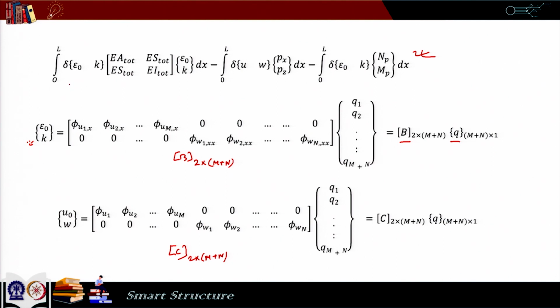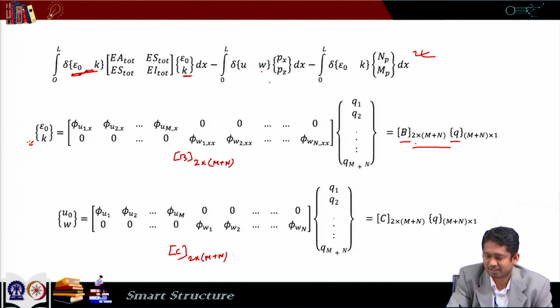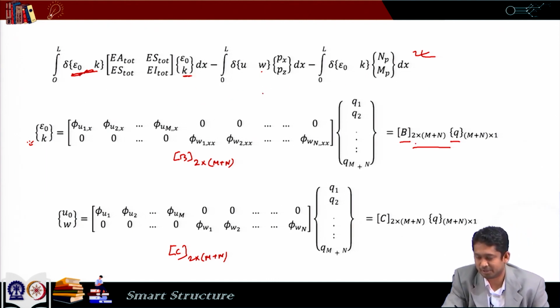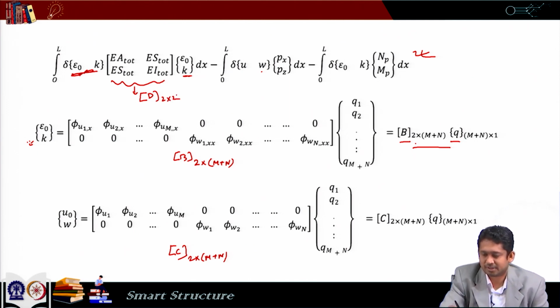So, what we have here is this, which is written as this, and we have U v, this vector, which has been written as this. To write this, we have to do some transpose, we will see that, and we have U 0 v which is written as this. Let us give this matrix, E A total, E S total, E I total, a name, maybe we can call it a D matrix, and D is 2 by 2.